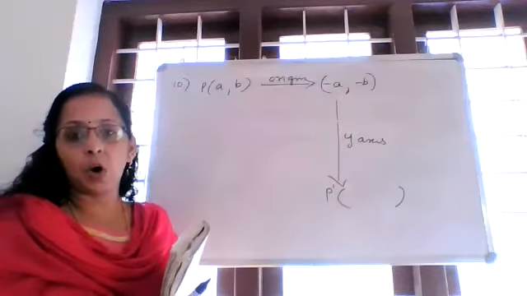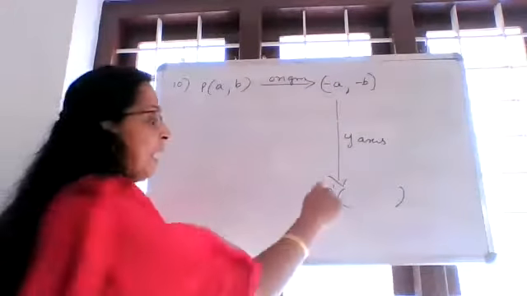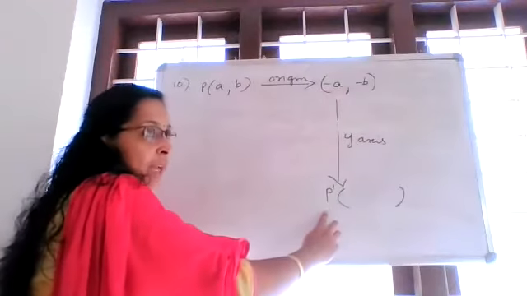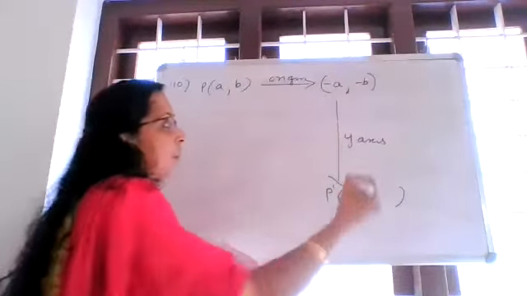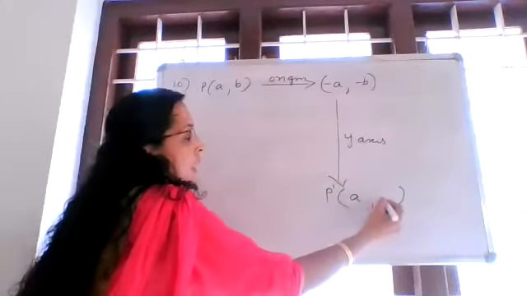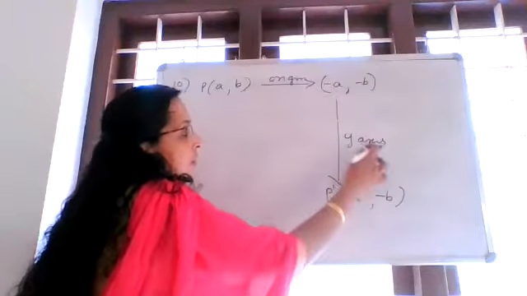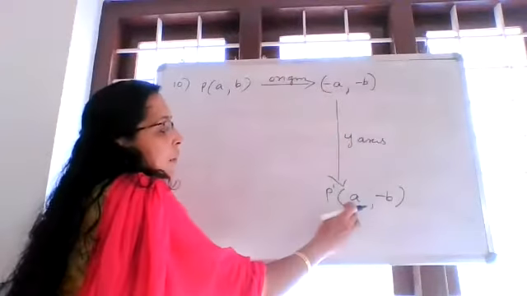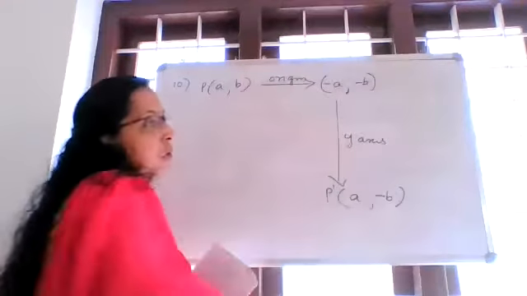So what will be the coordinates of P dash? After reflecting in the origin, we get the point negative A, negative B. Then reflecting in the y-axis, y will not change, x will change. So negative A will become positive A, and negative B remains negative B.